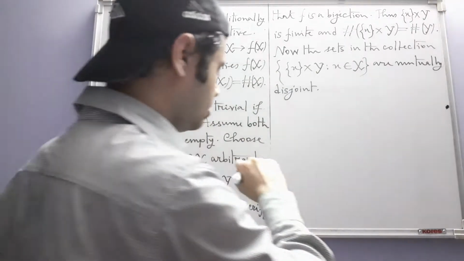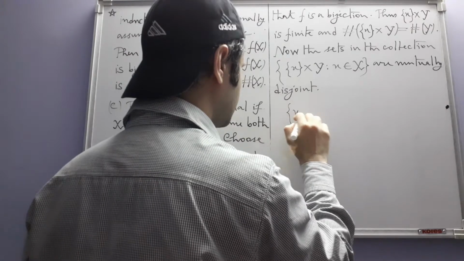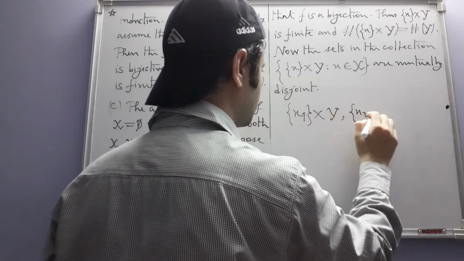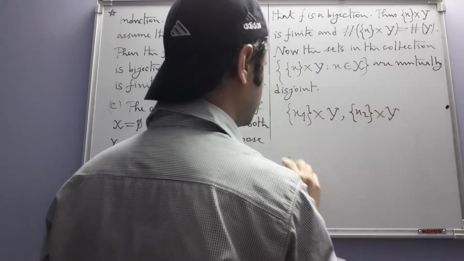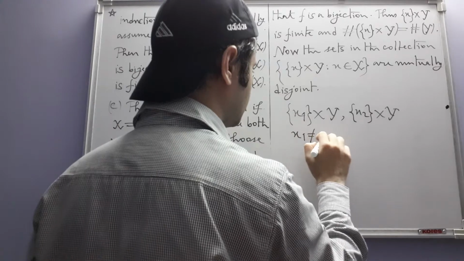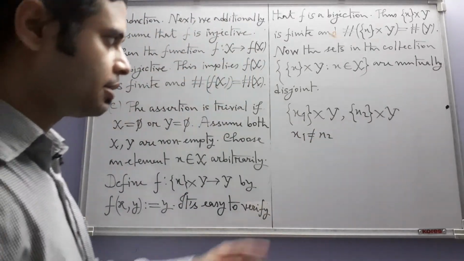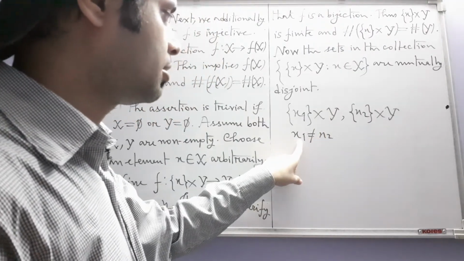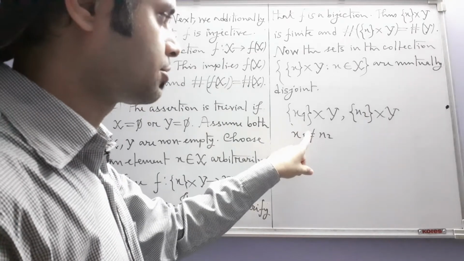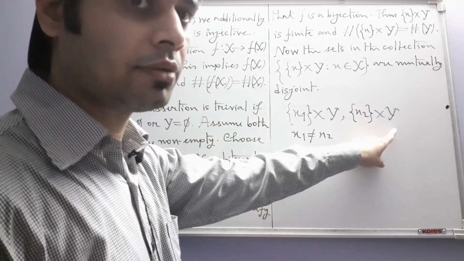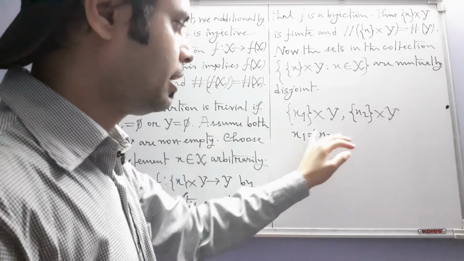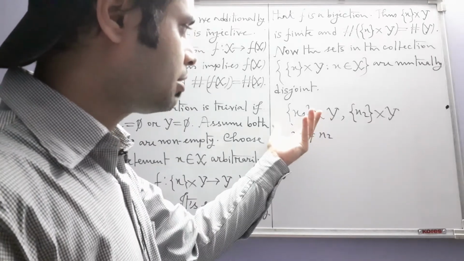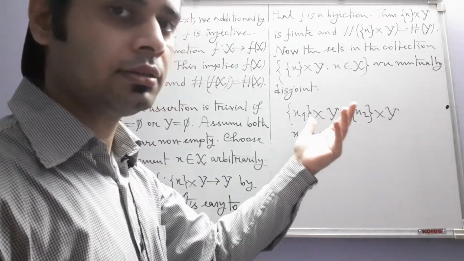You take any two such sets, say x1 cross y and x2 cross y, where x1 is not equal to x2. The elements in the first set will have their x coordinates, or the first coordinates, constantly x1. The elements in the second set will have their first coordinates constantly x2, and since x1 is not equal to x2, they cannot have common elements. So that's why two distinct sets like this are disjoint.